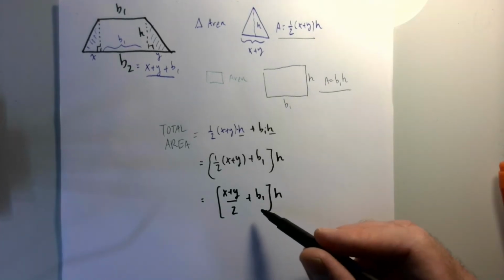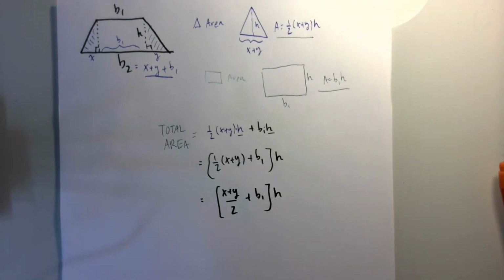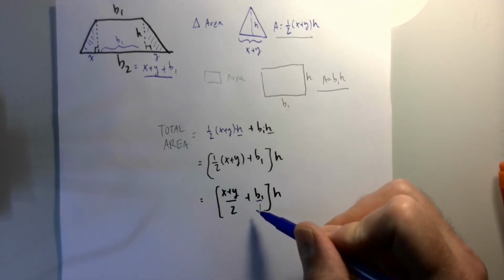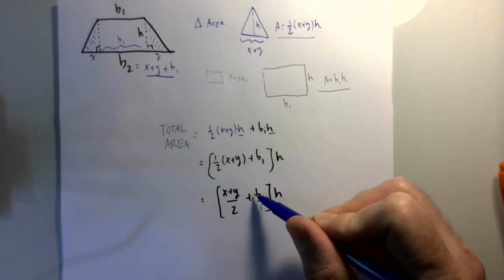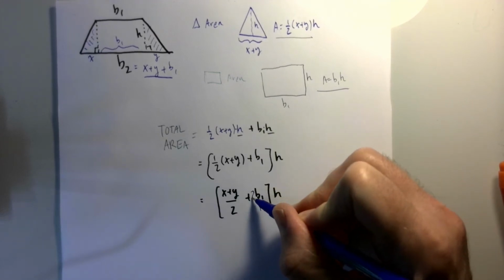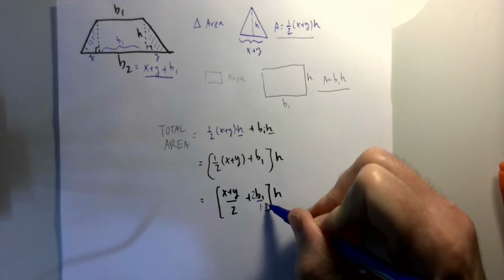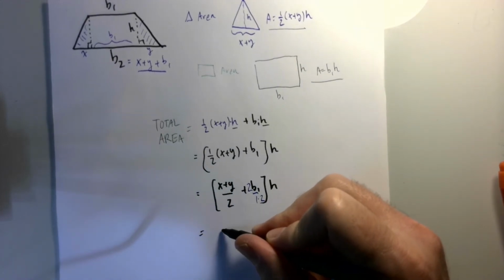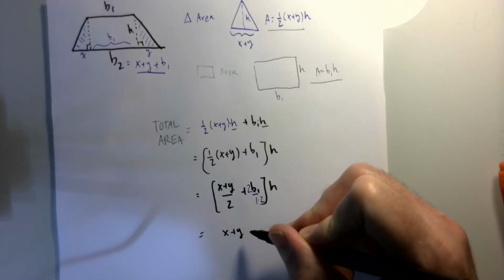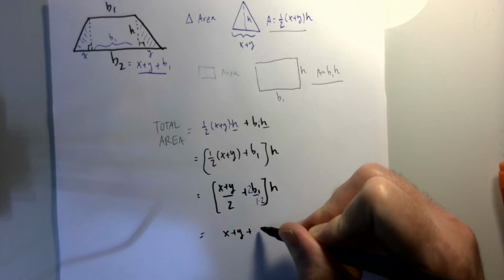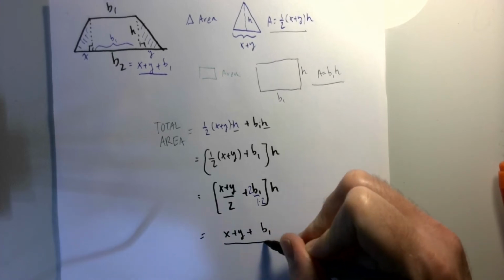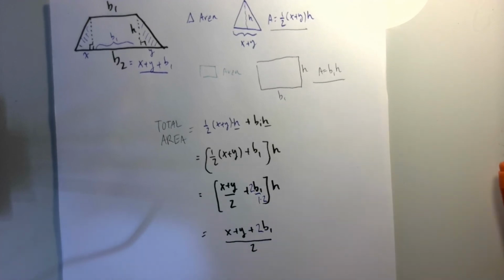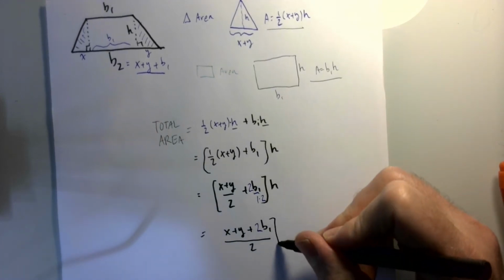Okay, now I need to add two things together, and those are fractions. I need a common denominator. So denominator of a 2, multiply top and bottom times 2. And so then I get (x plus y plus 2 base 1), and all of this stuff is divided by 2, all times h.